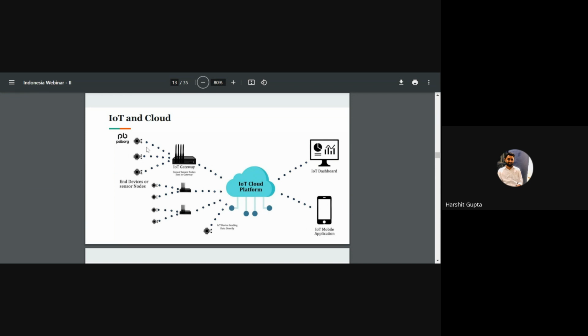So from the IoT devices, we check the information obtained from them. There is a very big thing which comes between this dashboard and the IoT devices, which is the IoT cloud platform, where all these data are stored and analyzed for further applications.